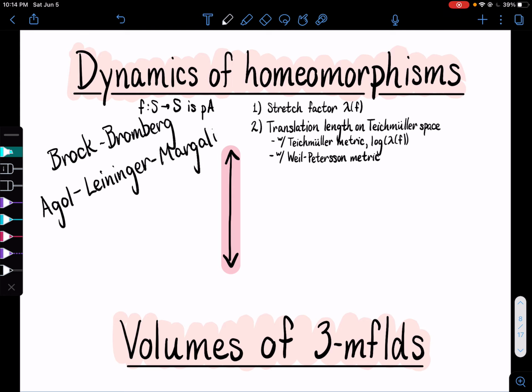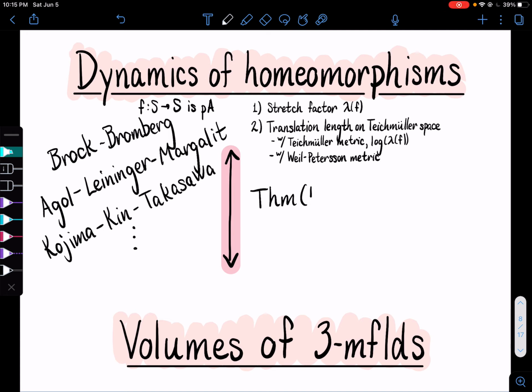Okay, so there's work of Brock and Bromberg, work of Agol, Leininger, and Margalit, work of Kojima, Kin, and Takasawa, and the list goes on. Okay, but I'd like to highlight one specific theorem. So this is a theorem of Kojima and McShane, which makes clear the type of connection that I'd like to have between these two types of information. Okay, so I really like their statement.